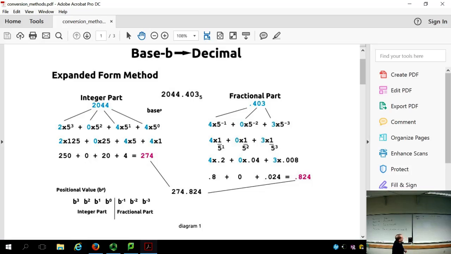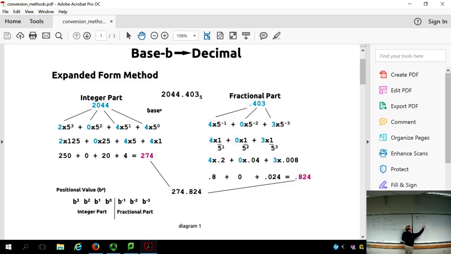We haven't done the fractional part yet. The fractional part of any base, if we're going from base B to decimal. So let's go back to our base 5 for a second, and we take a number of 12.31. So we've done this.